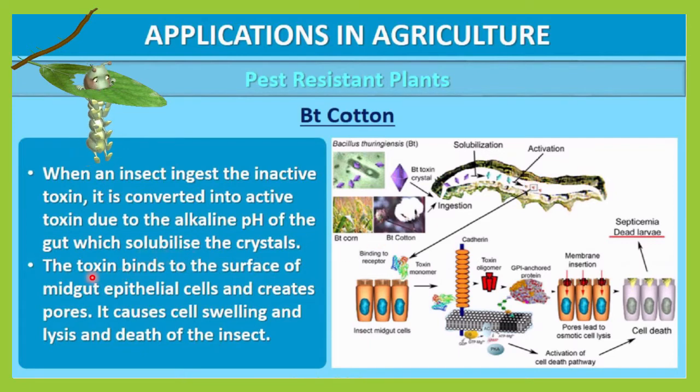The toxin binds to the surface of the midgut. You have to remember this. It will be received by the midgut epithelial cells, and it will create pores. Due to the reception of such an active toxin, it creates pores on the midgut epithelial cells, and it causes cell swelling and lysis. Two things you will observe, swelling and lysis, and as a result the cell will die, and ultimately death of the insect will result.